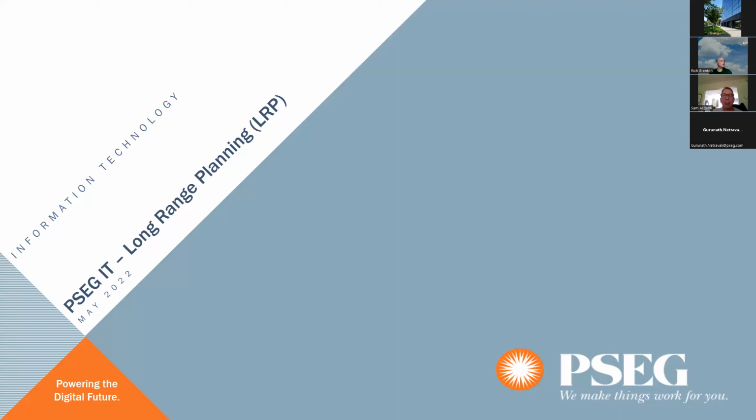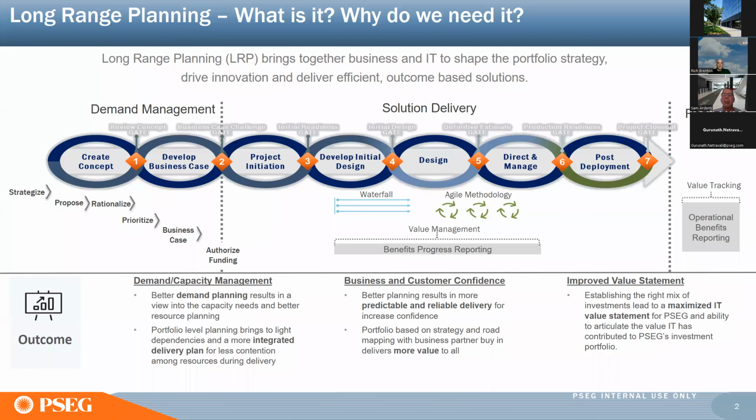Okay, so what is long range planning? So really it's a strategy top-down view of what IT is going to do over the next 5 years. So it's a 5-year time horizon, obviously with a little bit more certainty within year 1 and year 2, and it gets a little fuzzier as we go to year 3.